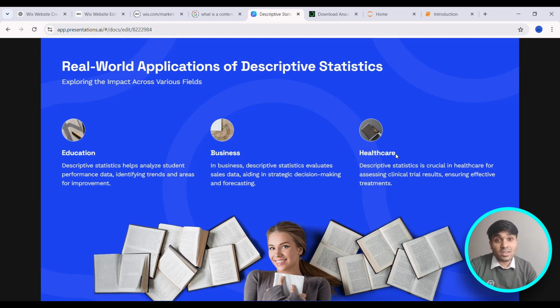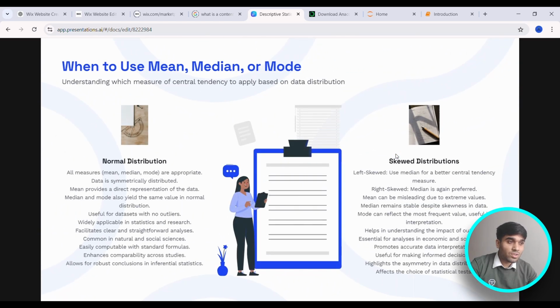We have examples from all across the fields where we can apply descriptive statistics. So this lecture will end here, and I would like you to go around and search over the internet for how we can work with all of that.